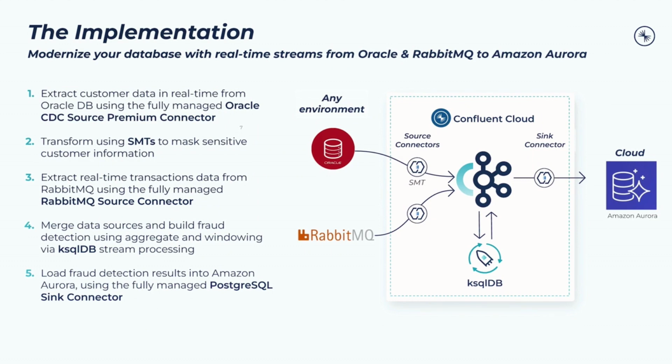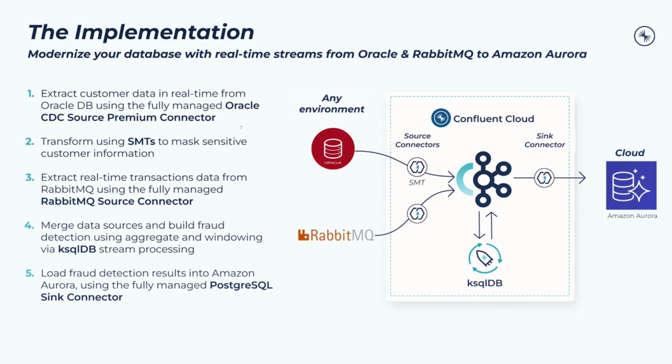First, we'll extract customer data from Oracle DB to Confluent Cloud using the fully managed Oracle CDC Source Premium connector. In this demo, we're using an Oracle database that is accessible from the outside. However, you could connect to any Oracle database either on-premise or in the cloud. Next, we'll mask sensitive customer PII fields as the data streams into the Kafka topic using SMTs on the fully managed Oracle CDC Source Premium connector.